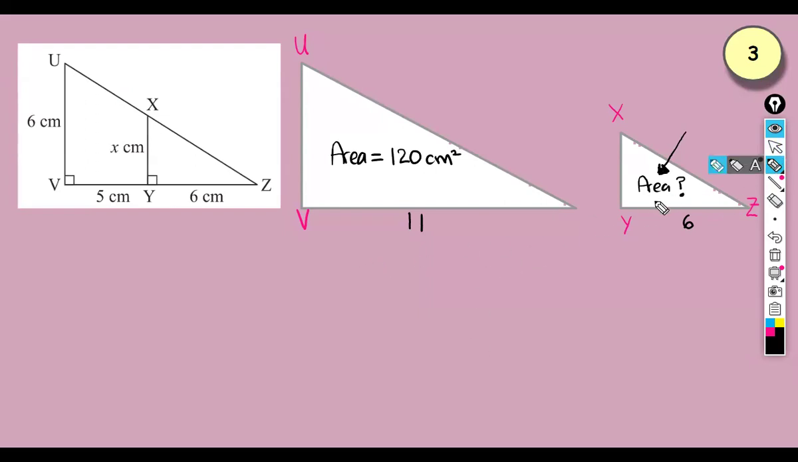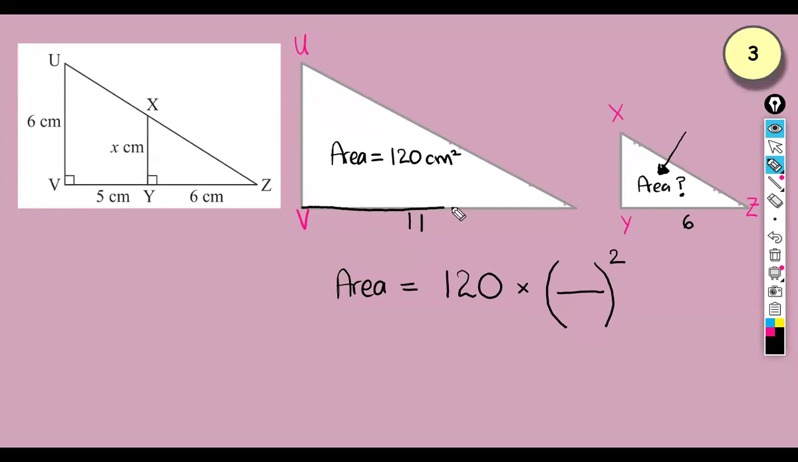So we want to find this area. So I'm going to write the word area. To find the area, we take the area that they give us. You always take the area that they give you and you multiply it by something in brackets. It's always a fraction in the brackets, squared. Now, you have to look at two corresponding sides. We know this side corresponds to this side.